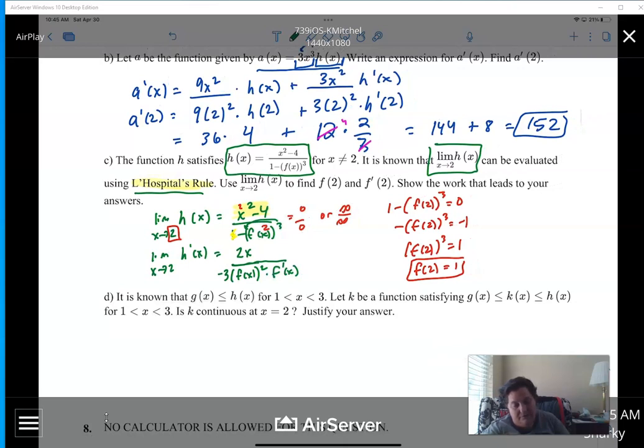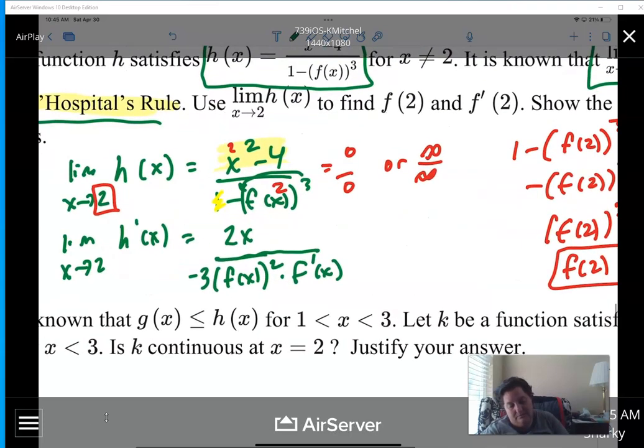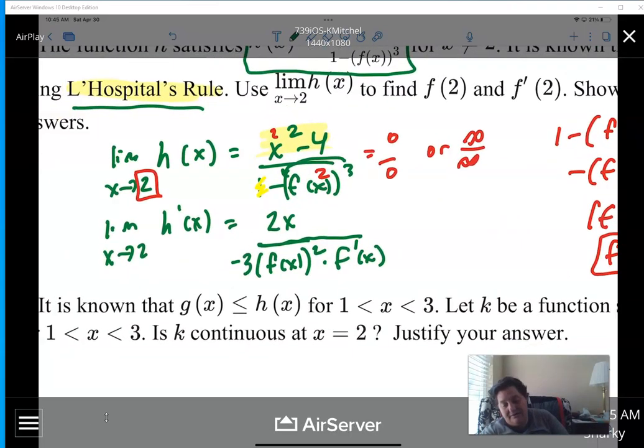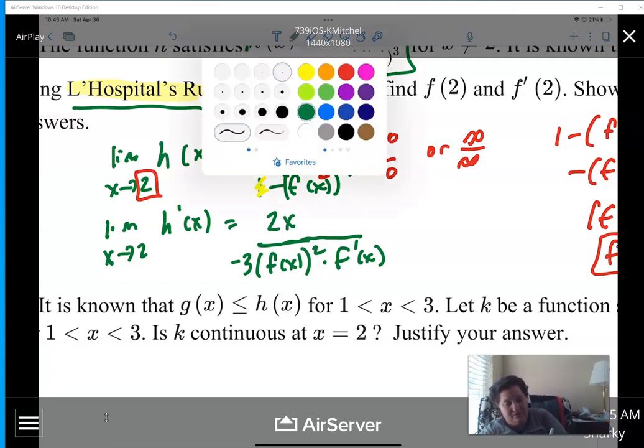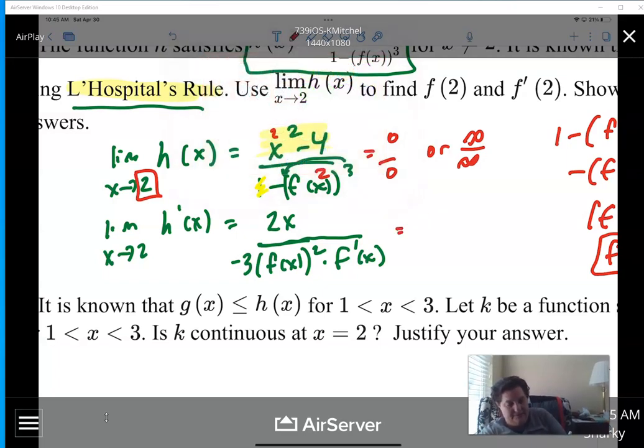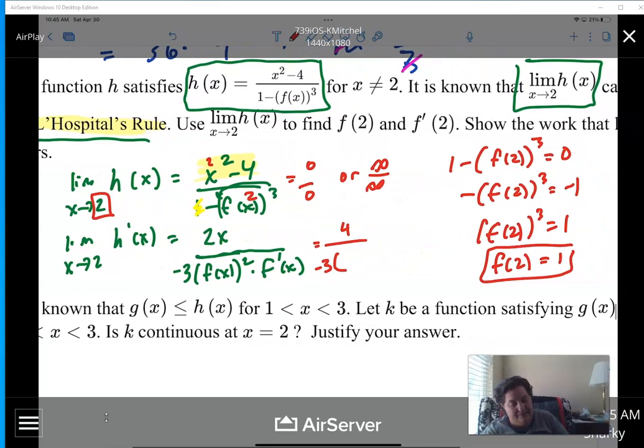The function satisfies. It's known that the limit can be evaluated. All right, well, let's see here. I know as I find the limit of h prime as x approaches 2. So if x is approaching 2, okay, on the top, this is going to give me 4. On the bottom, this is going to give me negative 3 times f of 2 squared. But f of 2 is over here. So, well, I'll write it right now. F of 2 squared and then f prime of 2. All right?